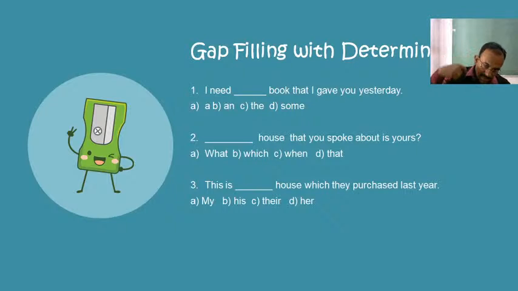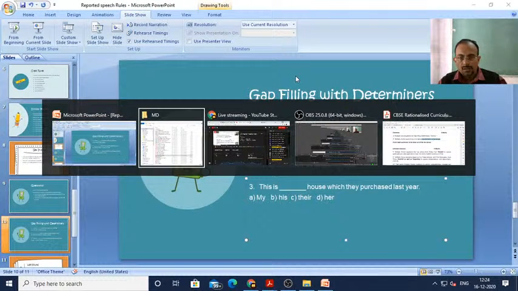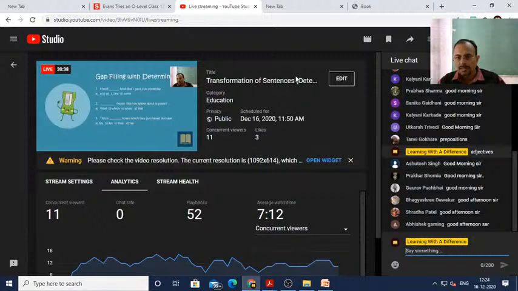And the pattern of questions that you are likely to get in the exam from determiners is also something that I have now demonstrated in front of you. That is, the type of question from determiners is gap filling. And from tenses it can be either gap filling or both gap filling and transformation of sentences. So these are the patterns that are likely to come in the exam.